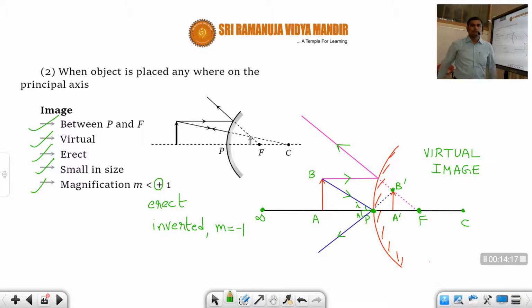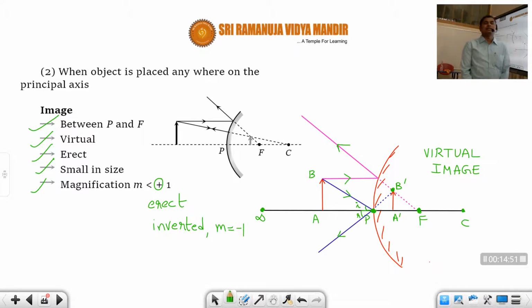Okay, so there are only two positions of the object for which we have to find the properties of the image. What are the two positions? Let us summarize. Number 1, when the object is placed at infinity; number 2, when the object is placed anywhere between infinity and the pole. In the first case, when the object is placed at infinity, the position of the image is exactly at the focus, and the nature of the image is virtual and erect, and the size will be diminished.